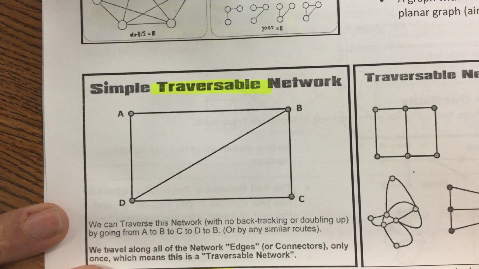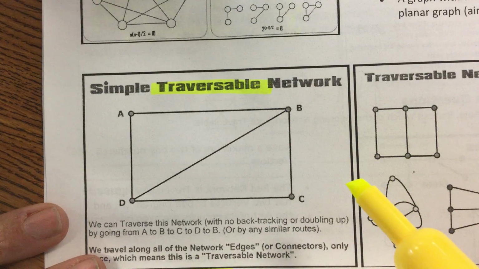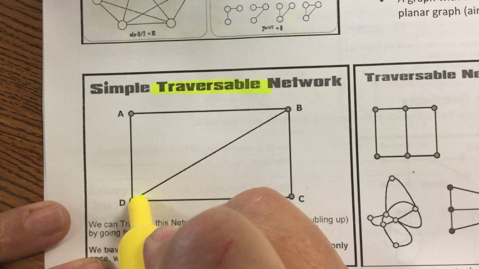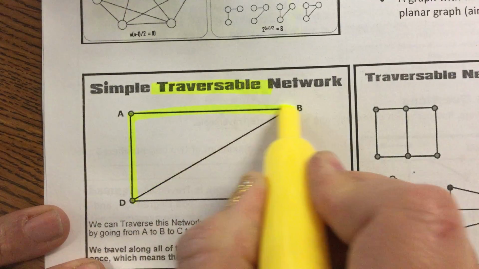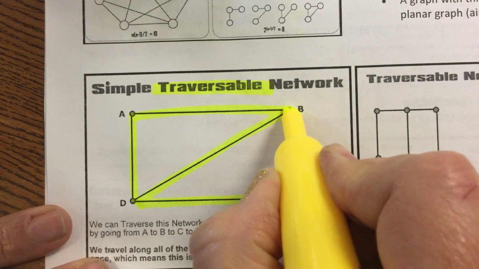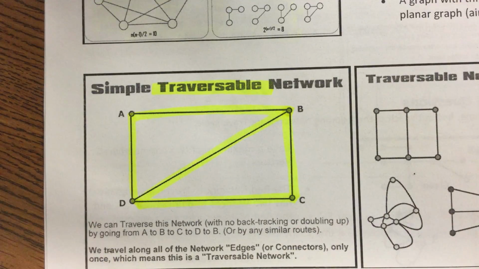When I say traceable, I can go through a point, but I can never repeat a line more than once. For instance, if I go from here to here, I can go through the diagonal and then back this way and here. I never went over any line twice. I did go through the same point, but I never repeated a line. This is traversable. In other words, it's traceable. I never had to lift my pencil.